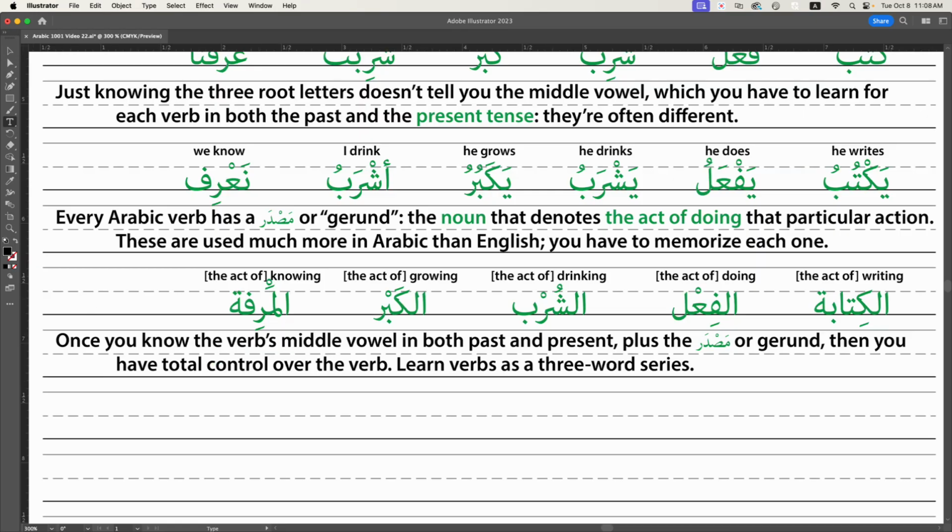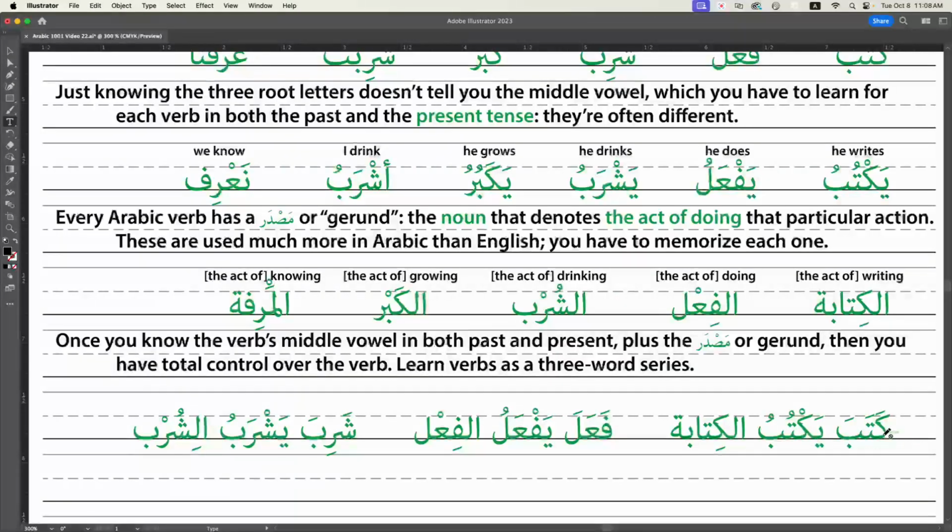So the best way to learn verbs is as a three-word series. So kataba, yaktubu, al-kitaba. He wrote, he writes, the act of writing. Now you know everything you need to know about this verb.